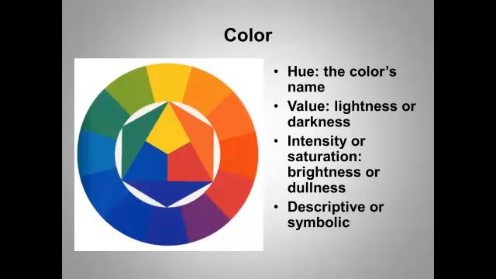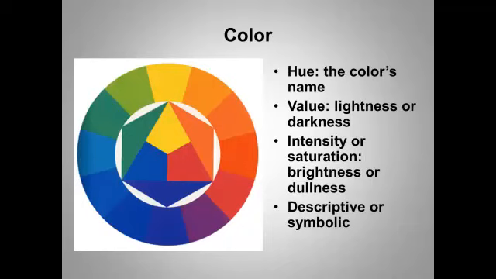Hue is just a fancy word for color. So the labels on the Crayola box are the color's hue. Value means lightness or darkness. Saturation is the trickier concept. Basically, it has to do with the brightness or dullness, or maybe a better term would be the purity of the colors. Do they seem muddied, or are they very clear?